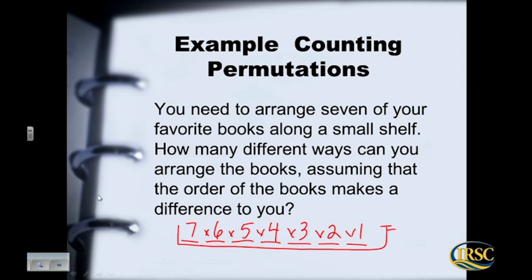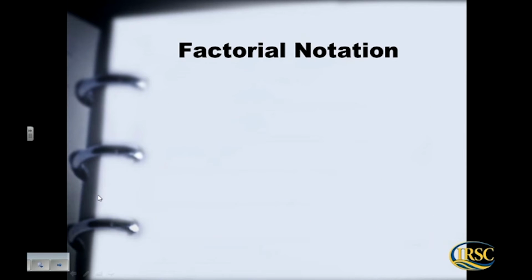And what does that equal? 5,040 ways that you can put the books on the shelf. Notice that that last problem had a pattern. It started with 7, then went down to 6, 5, 4, 3, 2, 1. In the last one, it almost looked like that. It had 3, 2, 1, but it had an extra 1 in there.